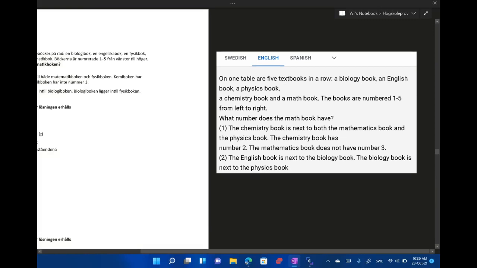So the books are numbered 1 to 5 from left to right. Well, if you read the first part, it says the books are numbered 1 to 5, right? So if you have, here's a book, here's a book, here's a book. There's 5 books, right? It says that they're in order already. There's biology, English, physics, chemistry, math. All right? And it says they're ordered numbers 1 to 5 from left to right. All right?